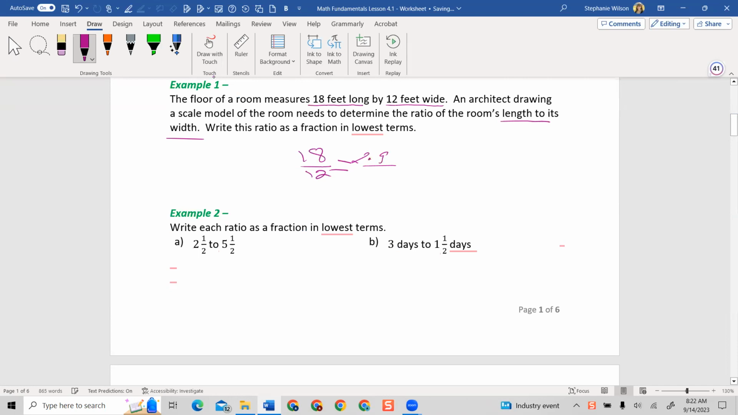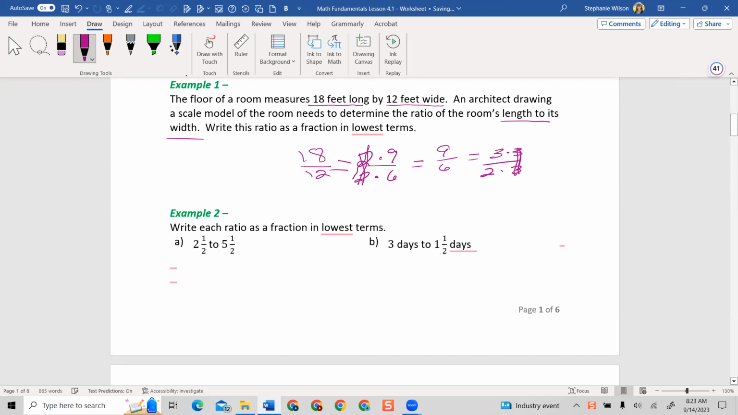And let me rewrite this just a little neater. There we go. 2 times 9. And then 12 is 2 times 6. And it reduces by 2 and leaves me with 9 sixths. And 9 is made up of 3 times 3, and 6 is 2 times 3. So we're going to reduce it by 3.